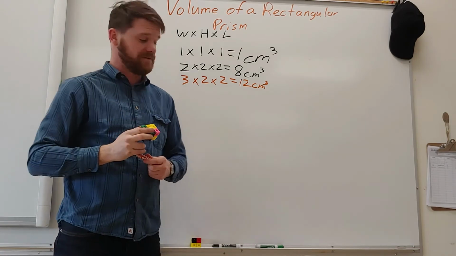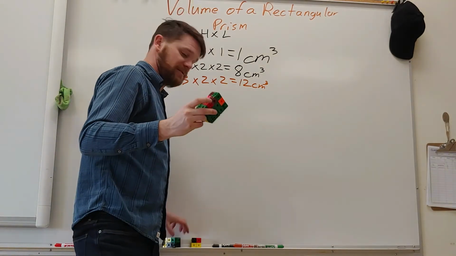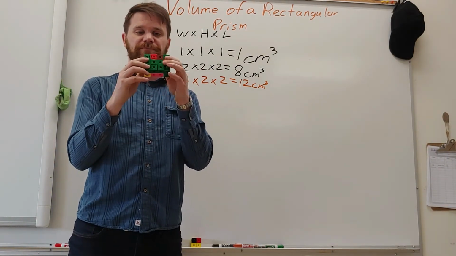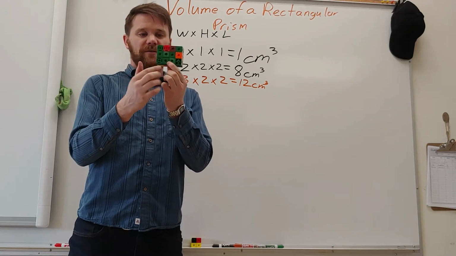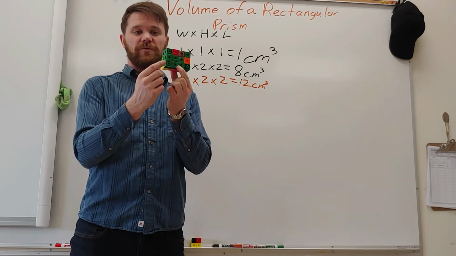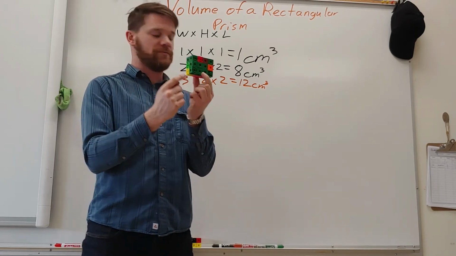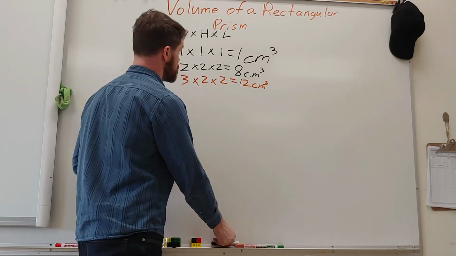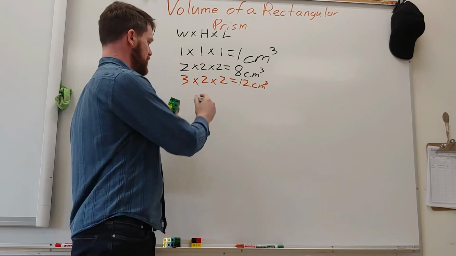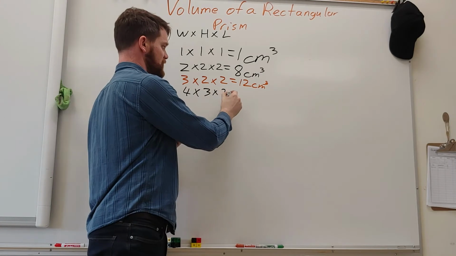I'll just do one more just to be sure. Just know that I'm not pulling your leg. All right, right here we have a bit bigger of a rectangular prism. Width is 1, 2, 3, 4. Height is 1, 2, 3. And length is 1, 2. So width we decided was 4, height 3, length 2. 4 times 3 times 2.